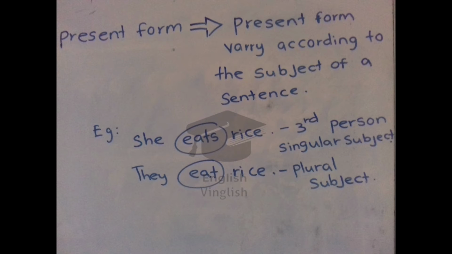Second one, present formation. Present formation varies according to the subject of a sentence. See the example. She eats rice. They eat rice. The verb varies as eats and eat with she and they. So she is the subject and it is third person singular. In the second one, they is the subject and it is in its plural formation. So with third person singular subjects, we have to use the present formation of the verbs, and with plurals we have to use the base formation of the verb.